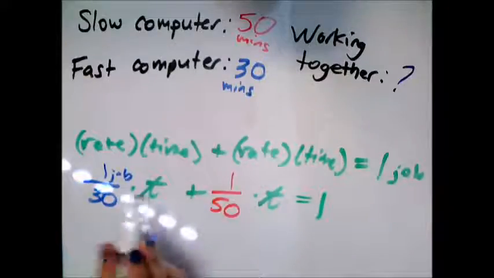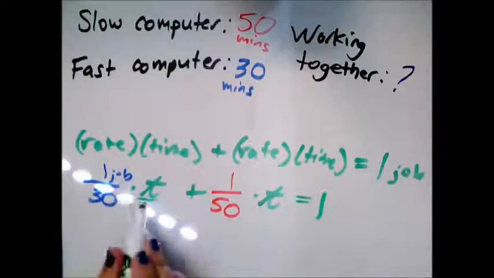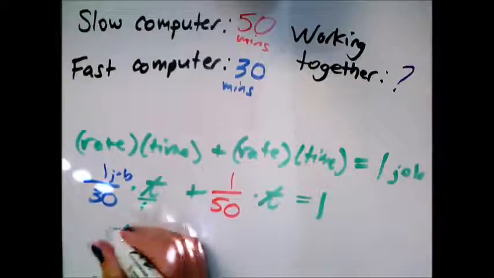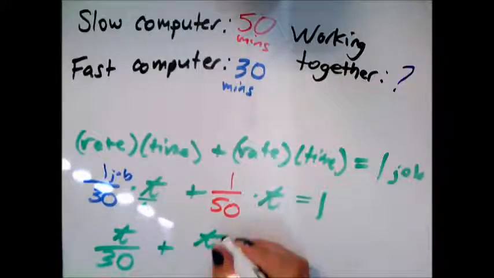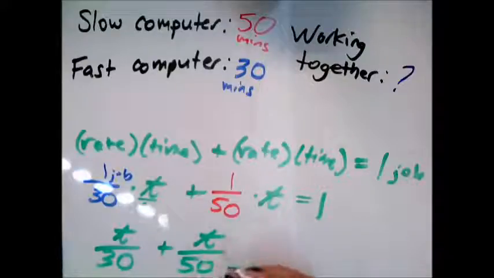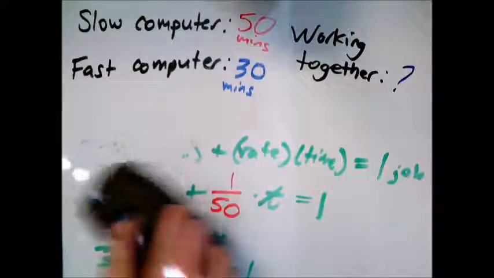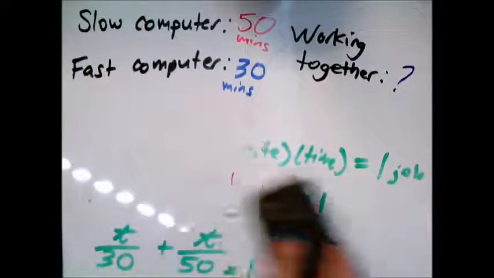And so picture it in terms of multiplication. If I make this look nicer, this is t over 1, so really it's on the top. So t over 30 plus t over 50 equals 1. And so now we have an equation we can solve. I'll move this stuff out of the way so we have room to solve it.